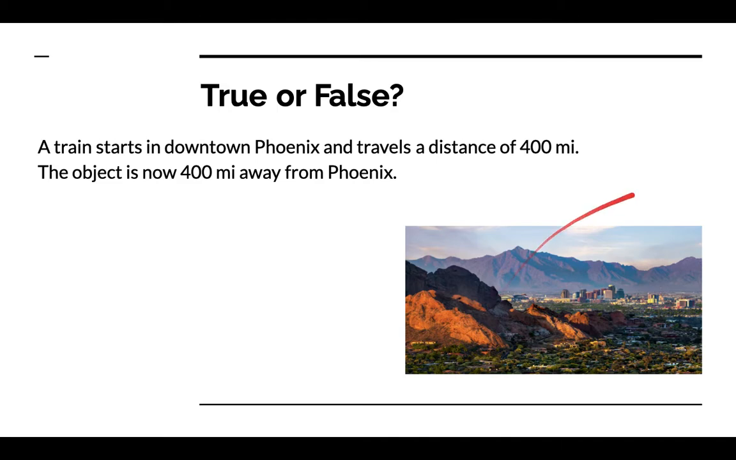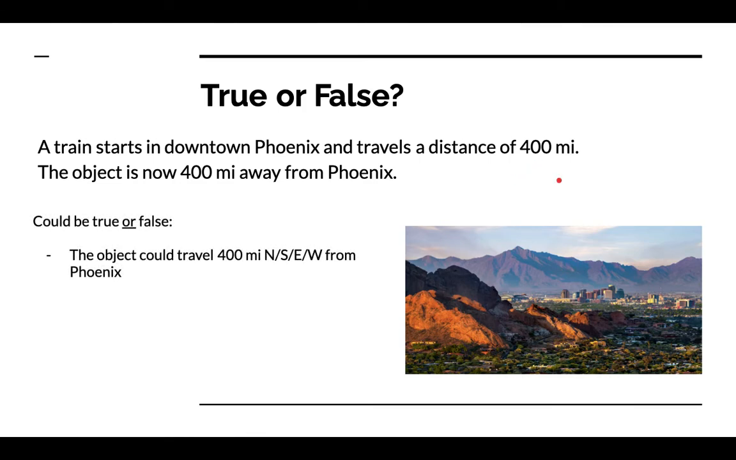So it sounds like it certainly could be true. We travel a distance of 400 miles, we have to be 400 miles away from Phoenix. But there are some other possibilities we could have. It could be true or false. So it is true that our object could have traveled 400 miles north, south, east, or west, or a combination of those directions from Phoenix.